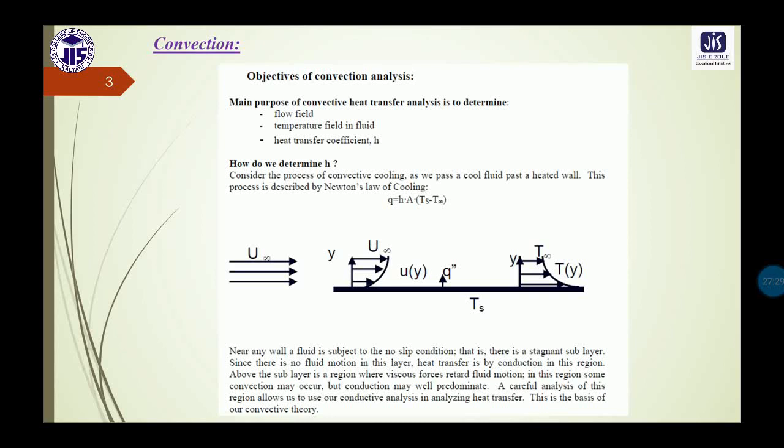Now above this sublayer is a region where viscous forces retard the fluid motion. In this region some convection may occur, but the conduction may well predominate. So that means a careful analysis of this region will allow us to use our conductive analysis in analyzing the heat transfer. So this is the basis of our convective theory. From this boundary layer concept, we can ultimately determine the basis of our convective theory, the heat transfer through the convection analysis.